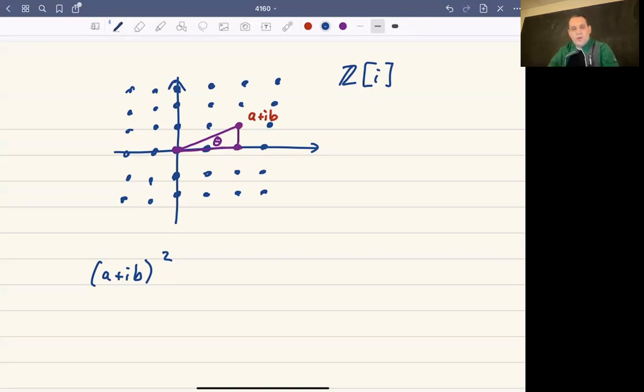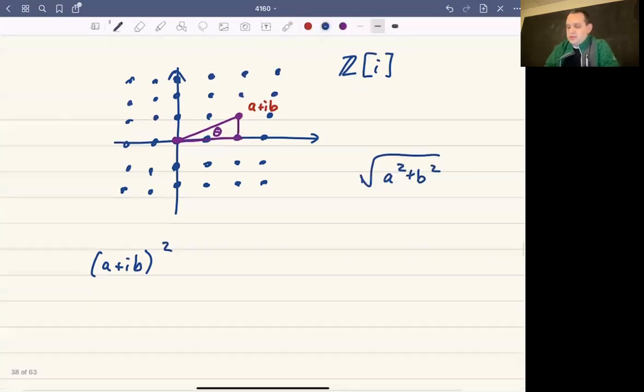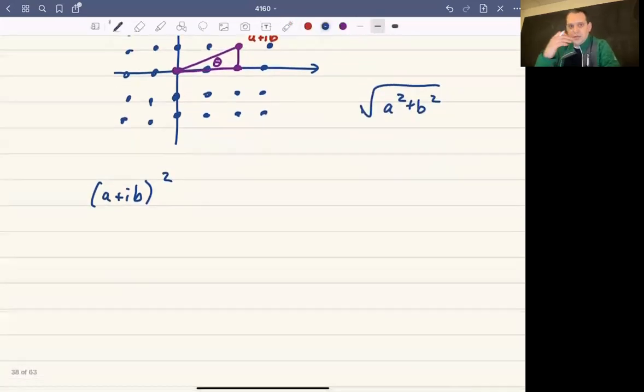Well, if we square this complex number, since we had the square root of a squared plus b squared as the modulus of this complex number, when we square it, we end up with a squared plus b squared, which of course is an integer. And so that's going to be the key for us.